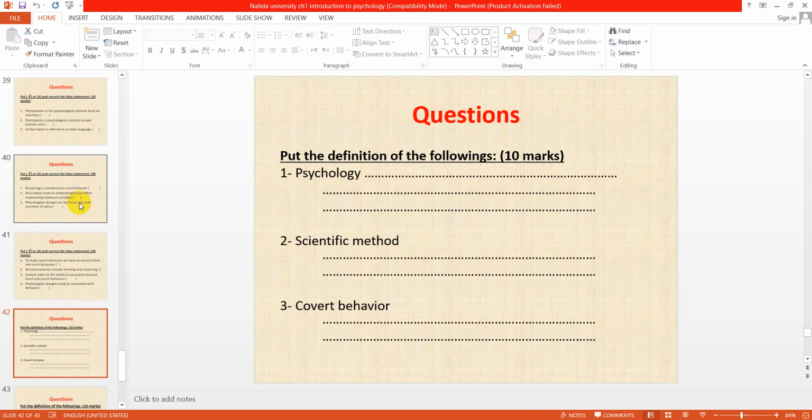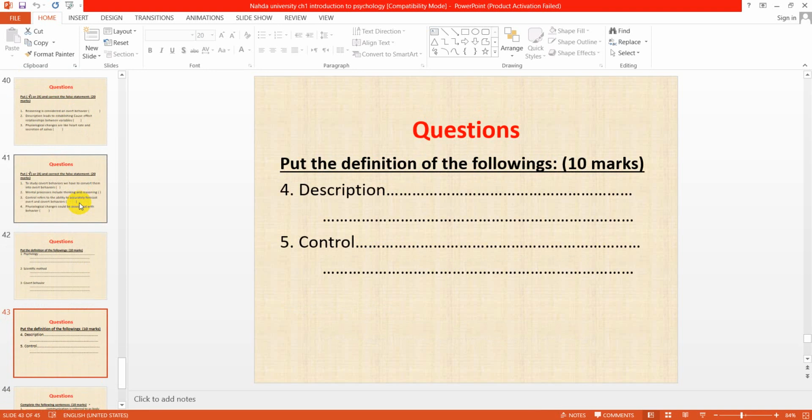Now, the second type of questions. Put the definition of the following concepts or terms. We have to define each one. Number 1, psychology. Number 2, scientific method. Number 3, covert behavior. Number 4, description. Number 5, control.